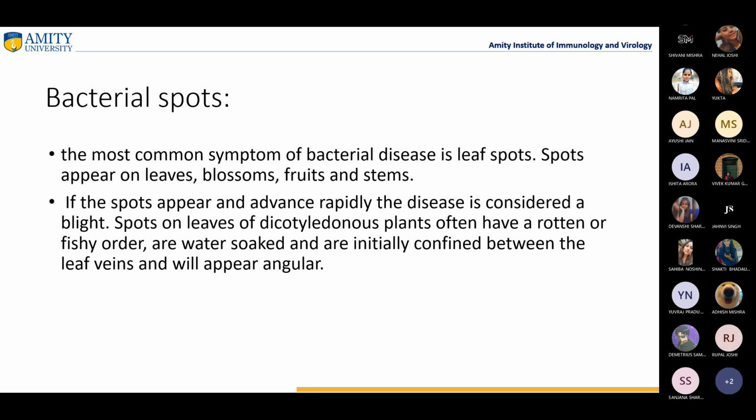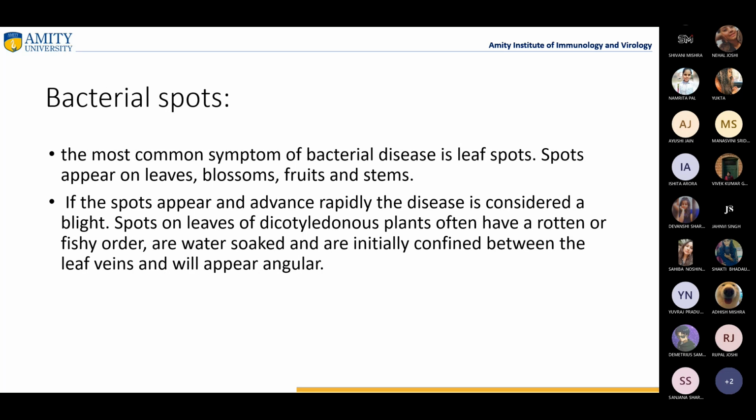So if spots appear and advance rapidly, the disease is considered a blight, right? That means the number of spots increases rapidly within a period of time, so that disease can be considered a blight. And in my last lecture, I told you that blight means it gives a burned appearance to the leaf, right? The number of leaf spots on the leaves combine to form elongated spots, which give the impression that the leaf is burned, right?